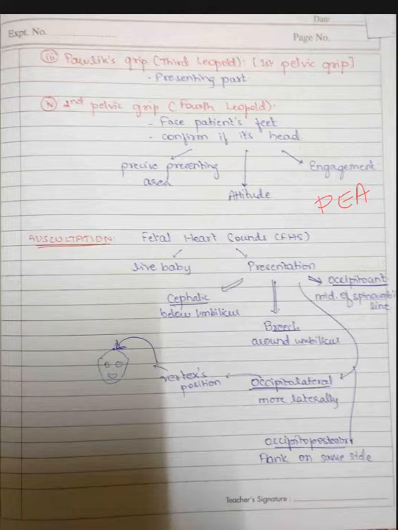In this Pawlik's grip, we use only one hand, facing towards the patient. You need to place the ulnar border of the hand over the pubic symphysis. Not directly, you need to feel with the index finger and the thumb. First place the ulnar border of the hand on the pubic symphysis, then extend the outstretched thumb and feel for the head. Suppose it is a transverse lie, there usually won't be any presenting part in Pawlik's grip, or the first pelvic grip.